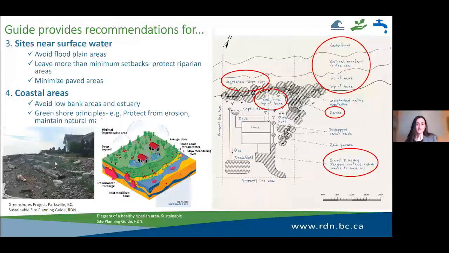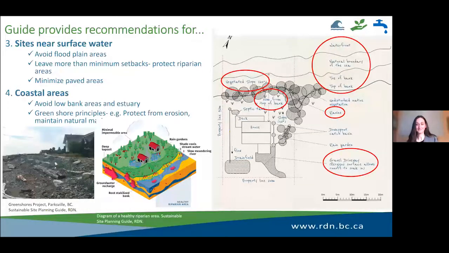Working in coastal areas has tips for that, avoiding low bank areas and estuary, and then using green shores principles to protect your home from shoreline erosion instead of using hardscape materials. Green shores approaches maintain marine processes and do a better job of minimizing erosion from sea level rise or larger storms, while also maintaining better access, environmental processes and aesthetics.